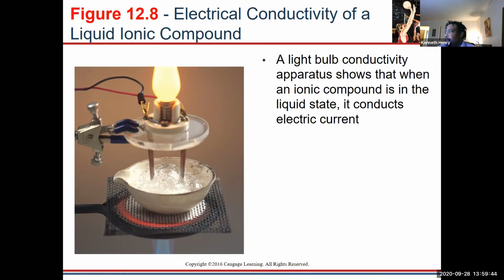Questions, concerns, Cash? So would that statement be true for any ionic compound in its liquid state? Yes, that would be true for any ionic compound in its liquid state. However, some ionic compounds take a whole lot of energy to break or disrupt those bonds, right? And it varies from ionic compound to ionic compound.